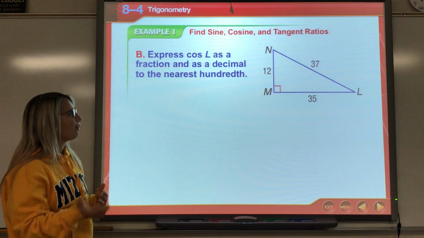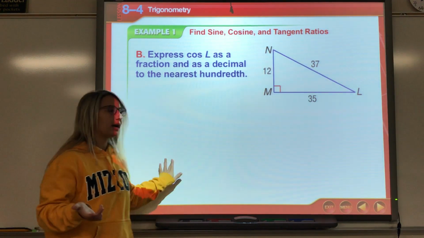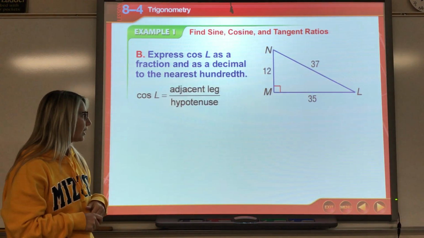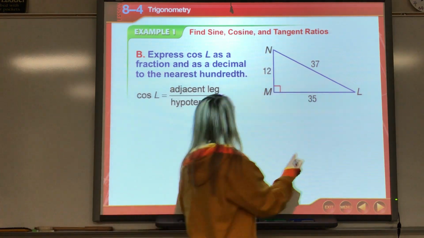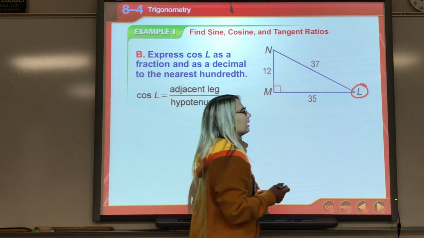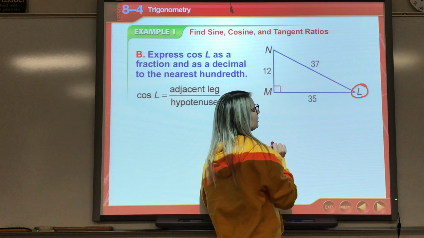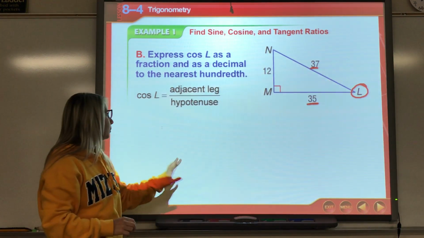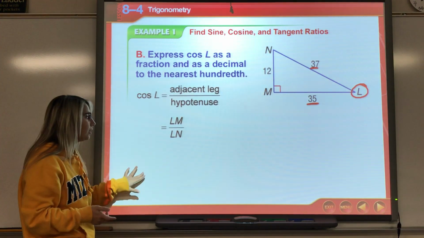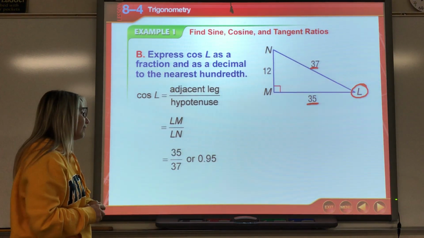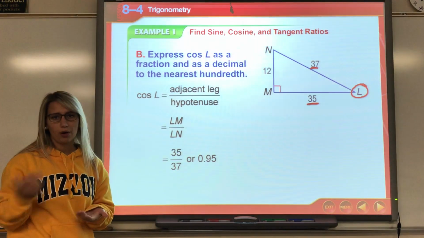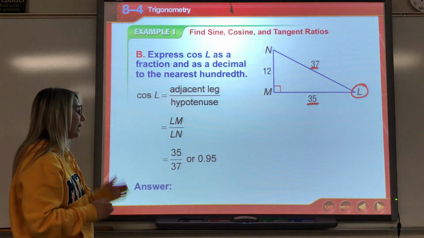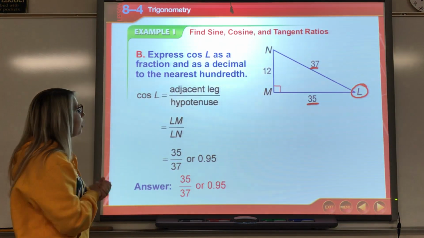Now we want to find the cosine of L. The cosine was the adjacent leg over the hypotenuse. Here we have L still. Our adjacent now is this 35, and our hypotenuse is still 37. When we plug in those segments, we get 35 over 37, or when we find the decimal, we get 0.95. So that would be the cosine of L.